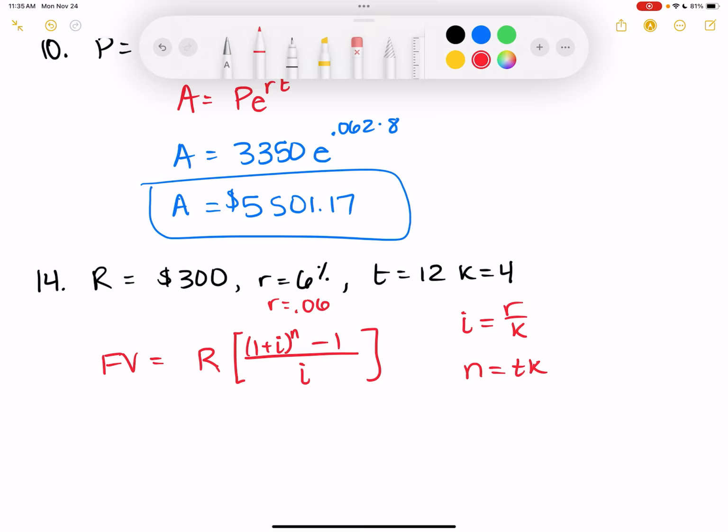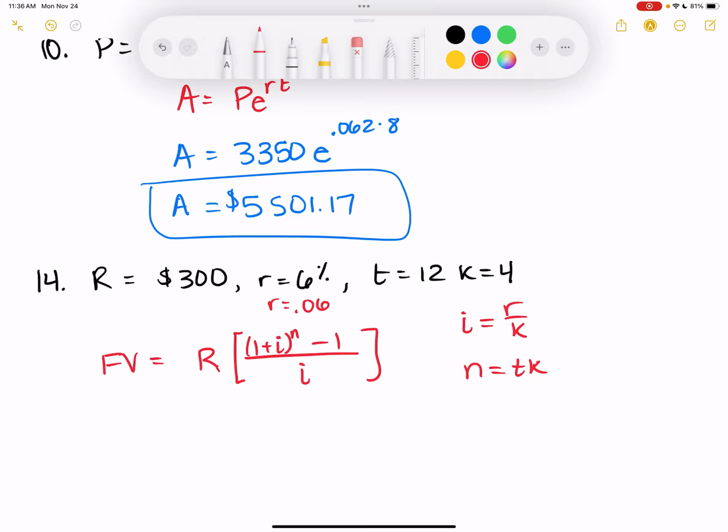I can either find I and find N. Now, N's obviously typically whole numbers. But if you find I first and then you have a decimal point and you round, and you use that number in here, you're going to get a different answer than if you plug in R over K into this formula and do it that way. So which way would you prefer?